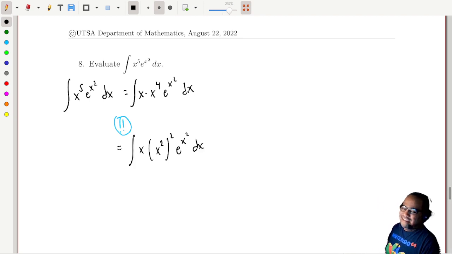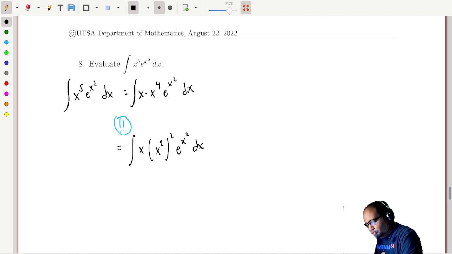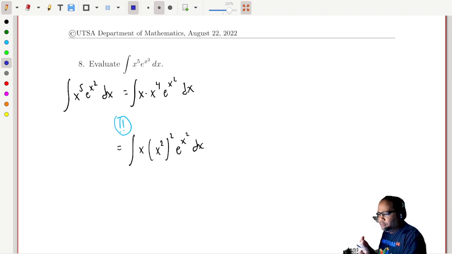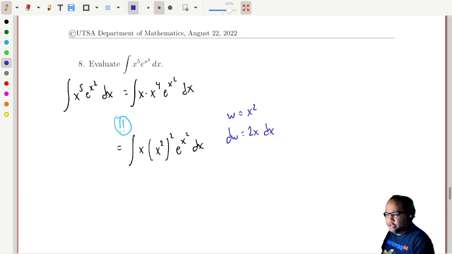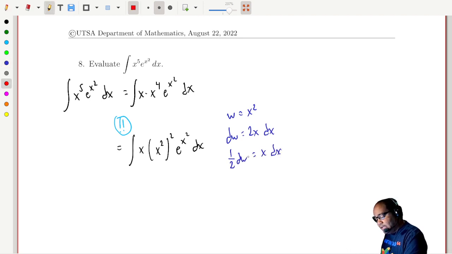All right, let's walk through it and see how this works. If I'm going to do a variable substitution here, I'll start off by calling it, say, w. w equals x squared, so dw is equal to 2x dx. Now I divide by 2, I get 1/2 dw equals x dx. And, oh my goodness, take a look at what I got there.